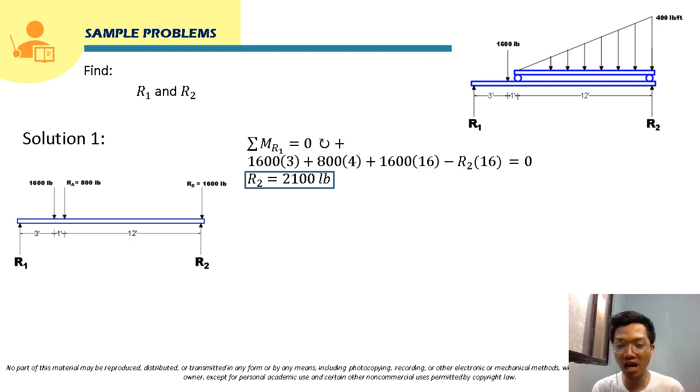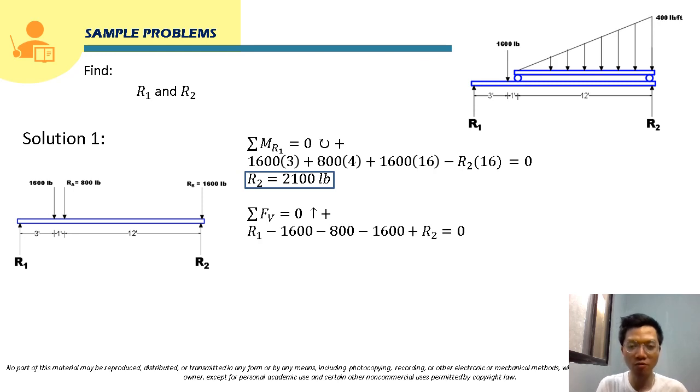And for the other unknown reaction force, which is R1, we can use summation of forces vertical or summation of moment at R2. Either of those two equations you can use. For this, we will use summation of forces vertical. So that will be R1, upward, that's why it's positive here, minus 1,600 since that is downward, minus 800 since that is downward, minus 1,600 since that is also downward, plus R2 since it is upward, is equal to 0.